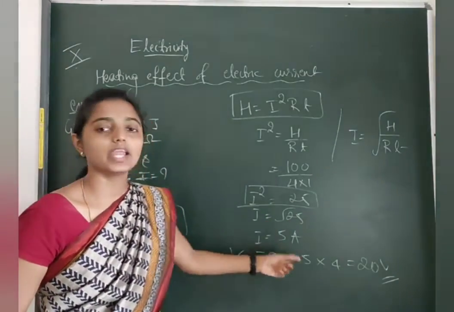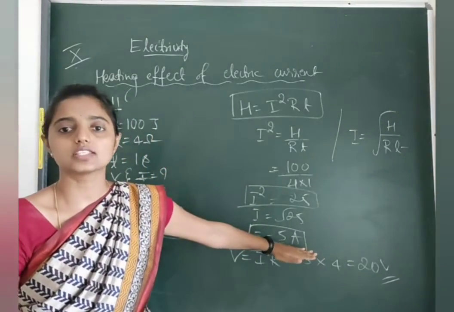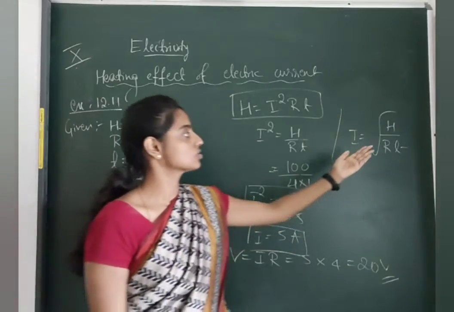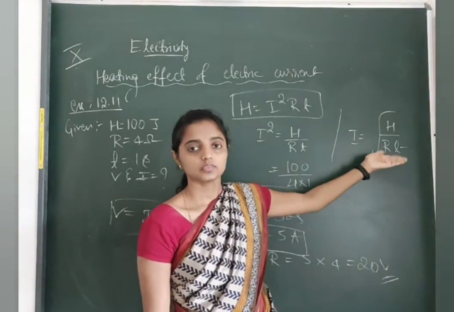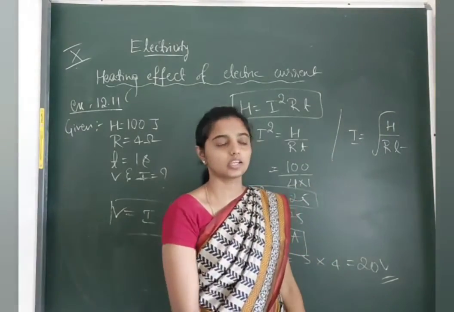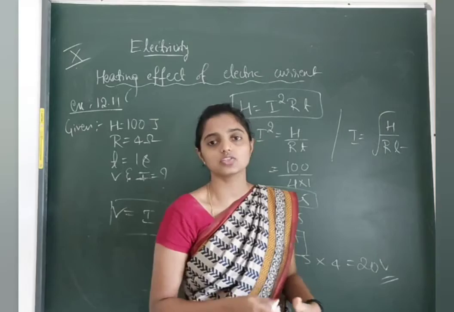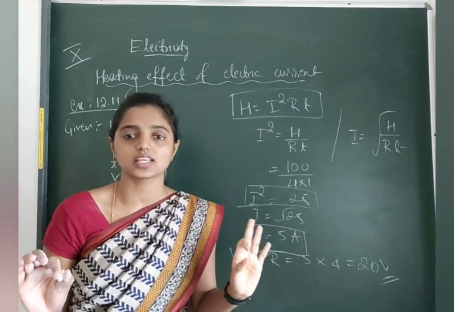So that is nothing but I is equal to 5 ampere. So we got the answer here. Now the same thing you can also change in your main equation, that is I is equal to the square root of H divided by R T. T is up to you. Whatever you want, you can choose and you can calculate. The thing is, you should get the proper, exact answer.